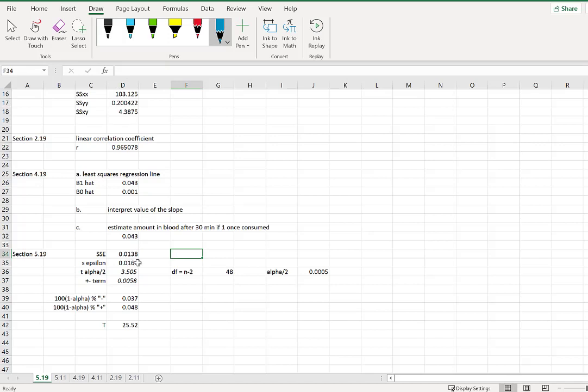Another thing we'll be needing is, because in step 4, we're going to be looking at our t at alpha over 2. And in this case, our alpha, let's go back over here like we did in problem 11.